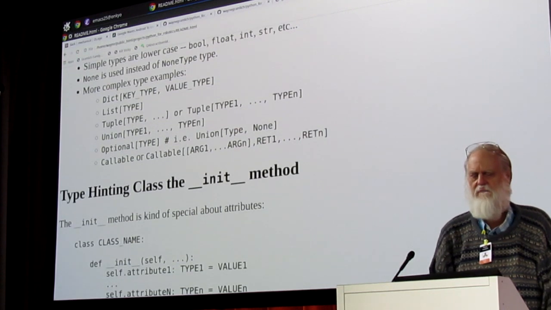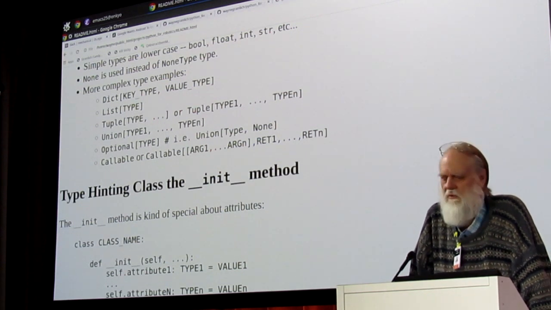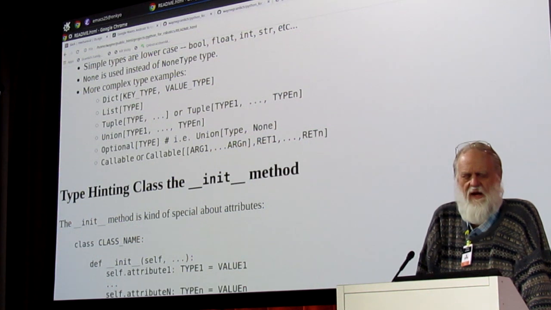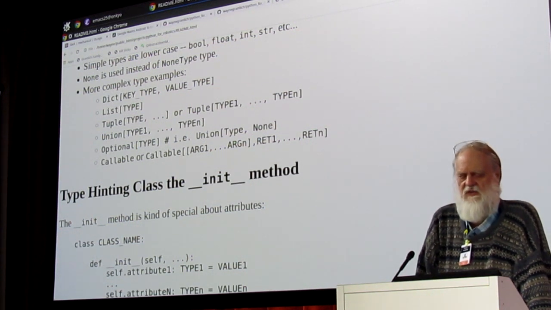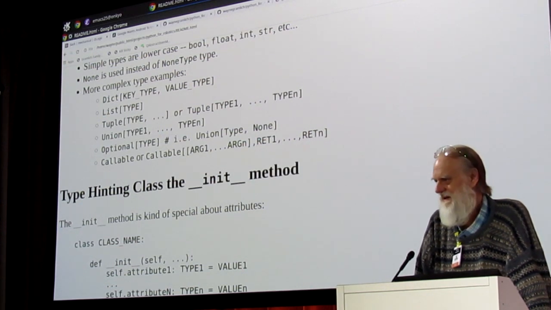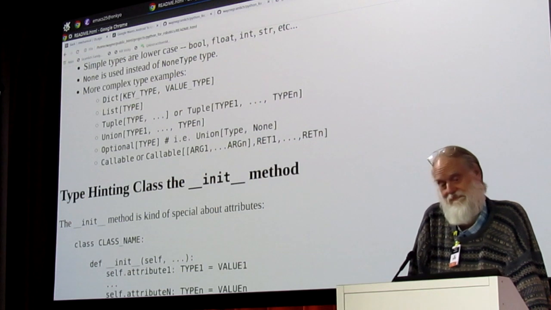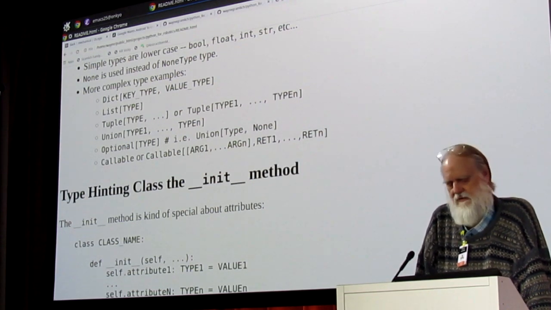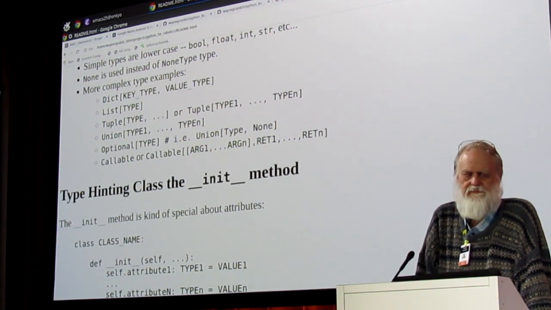Okay. The simple types remain lowercase. So bool, float, int, str, complex, probably a few others I can't remember right now. They're still lowercase. Technically, None is an instance of NoneType. But in typing, they use None instead of NoneType. Okay, so it's a subtlety, but the code reads better. You just have to get used to it.